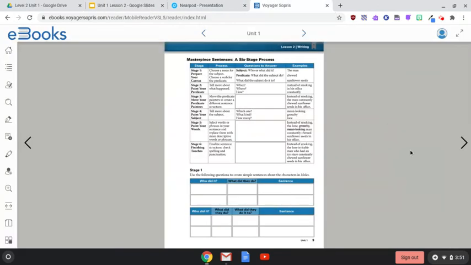So I want you to look at the bottom of page 9. Use the following questions to create simple sentences about the characters in Holes. Go ahead and do so.